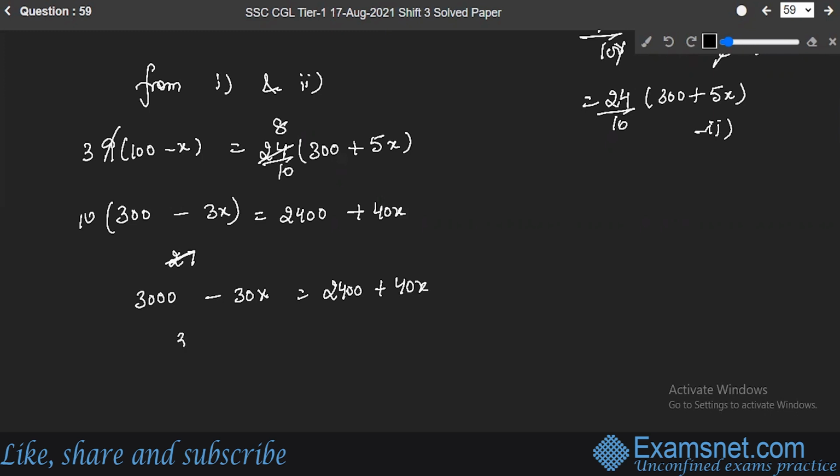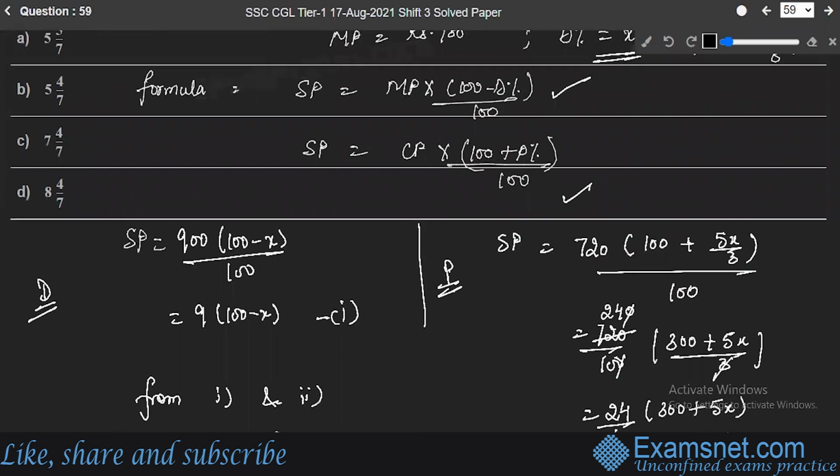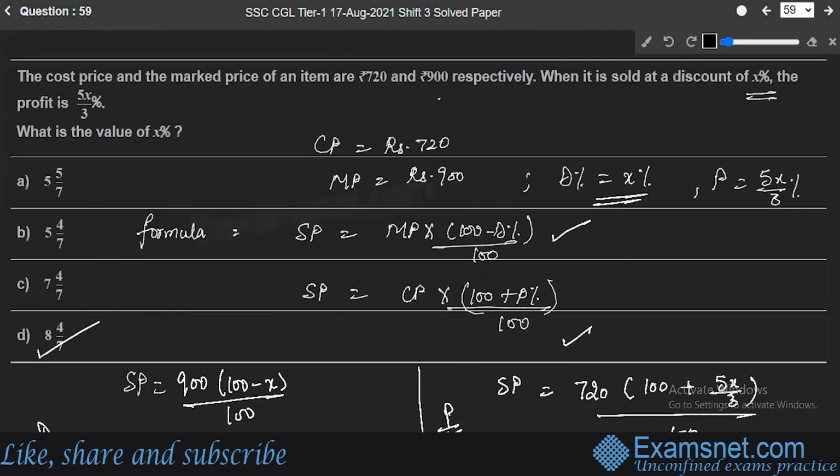So this will be 3000 minus 2400 is equal to 40x plus 30x, or 600 upon 70 is equal to x, which is equal to 60 upon 7. So the value of x is 60 upon 7. Let's check. Option D is the correct answer to the question. Hope you are clear. Then let's move to the next question.